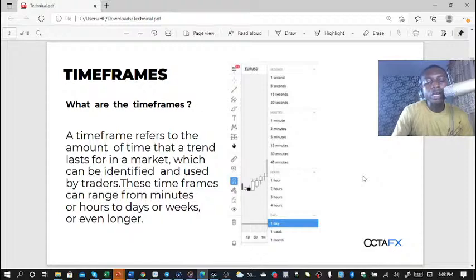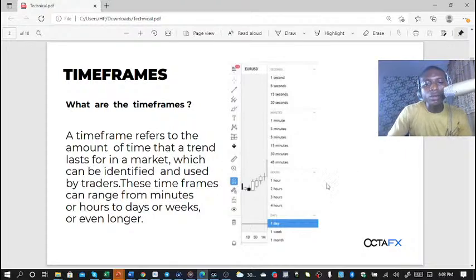Now let's look at time frames. It's also a part of technical analysis. A quick one is, time frame refers to the amount of time that a trend lasts for in the market. So how long a trend lasts in the market is what we call the time frame. We can look at the 1 hour time frame to see how the trend lasted. What happened in the last 1 hour, or what has happened in the previous 1 hour each.